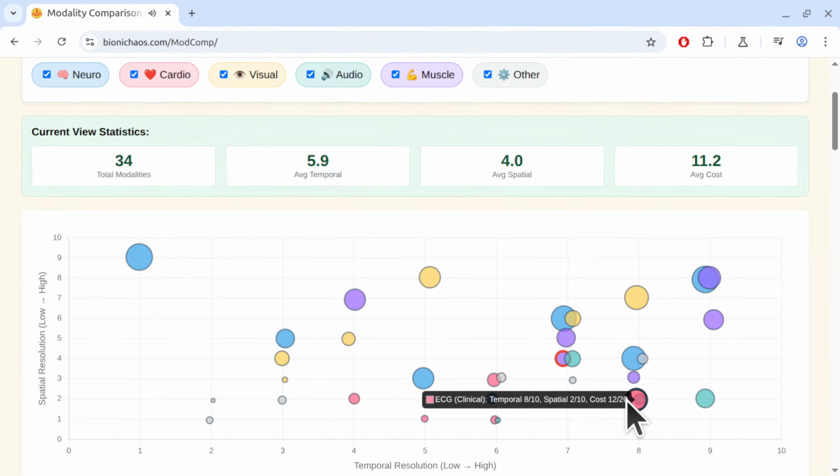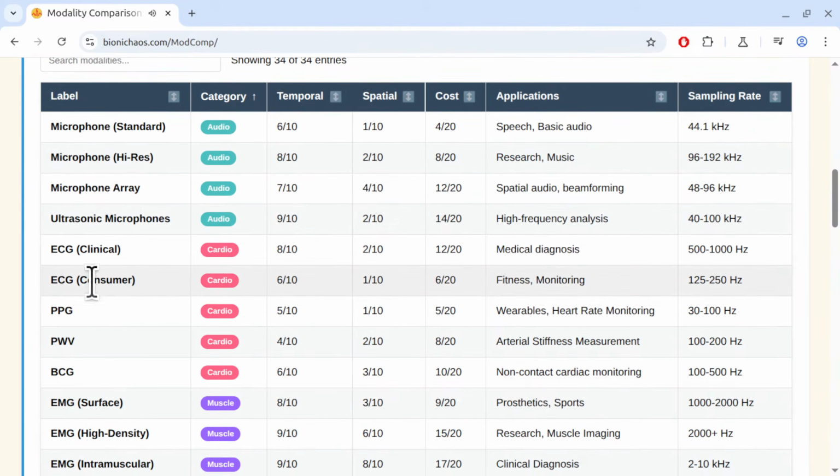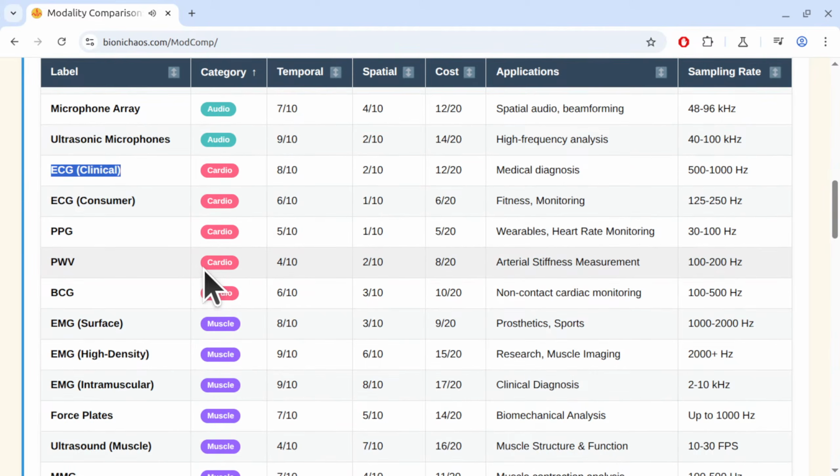Exactly. But then there's the ECG, clinical. That steps up to 8 temporal, 2 spatial, and 12 cost. So faster, a bit better spatially, and double the cost. Why the jump for clinical use? Because for serious medical diagnosis, every beat really counts. Those subtle changes in the ECG waveform, tiny abnormalities that a consumer device would miss. Those could be crucial for diagnosing a heart condition early. Precisely. The clinical version needs that higher fidelity, that extra resolution in both time and signal detail to catch those critical nuances. It's designed for diagnostic precision.